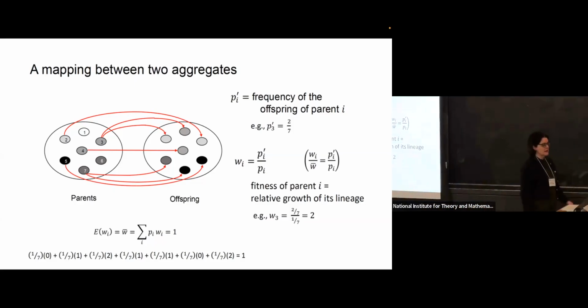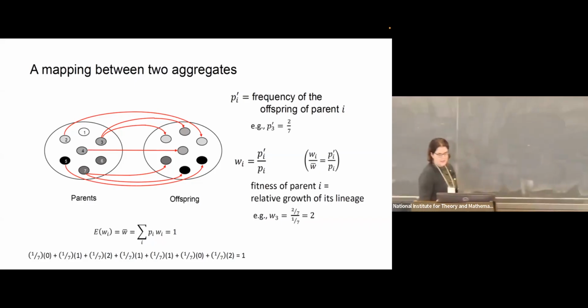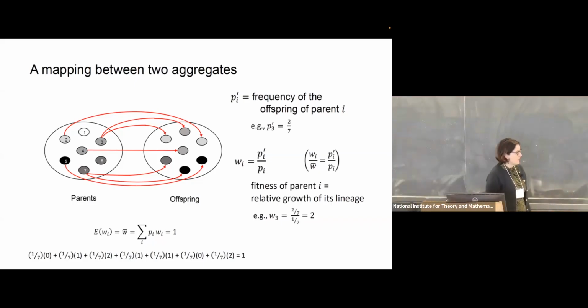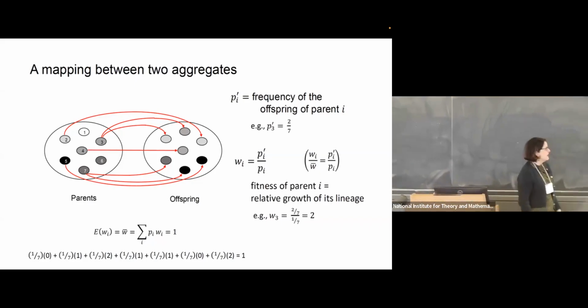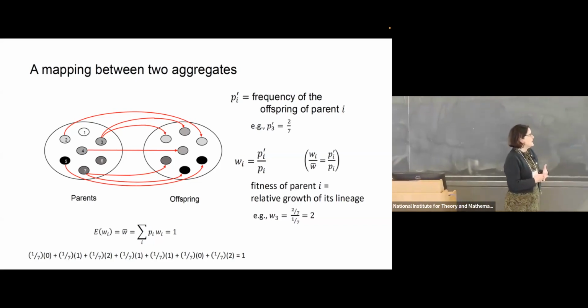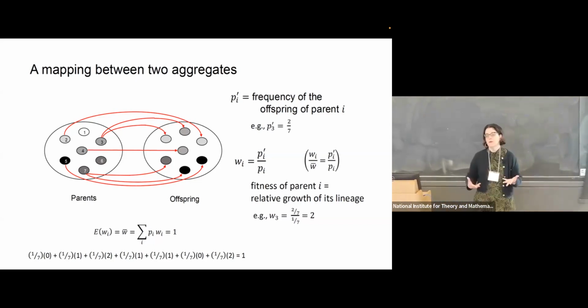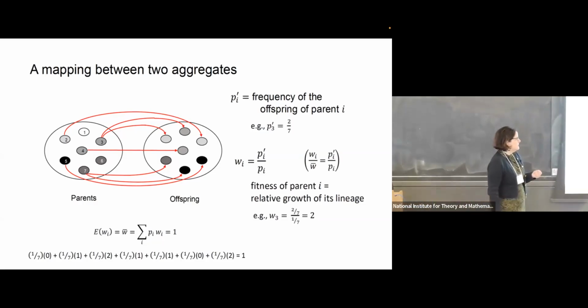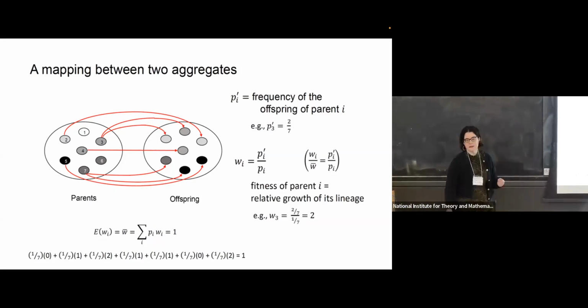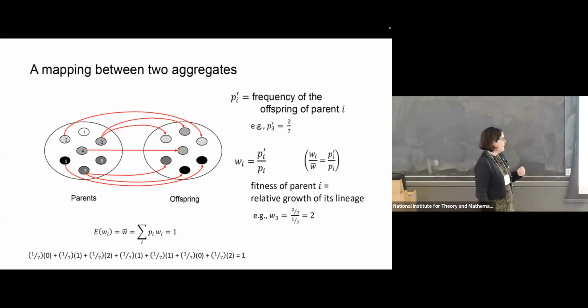There's many ways to define fitnesses, and we will, I'm sure, talk about that a lot over the next few days. But one way to define the fitness of parent i is the relative growth of its lineage. So we can define it as p_i prime over p_i. In this particular case, for parent 3, they have 2/7 of the offspring. They originally were 1/7 of the parents, so that's a fitness of 2.